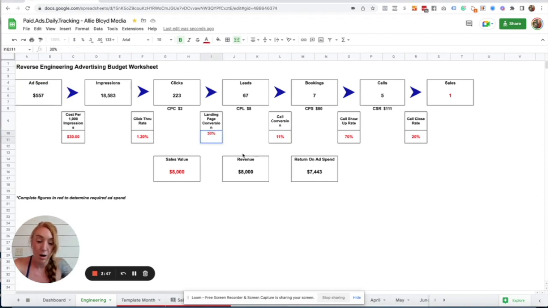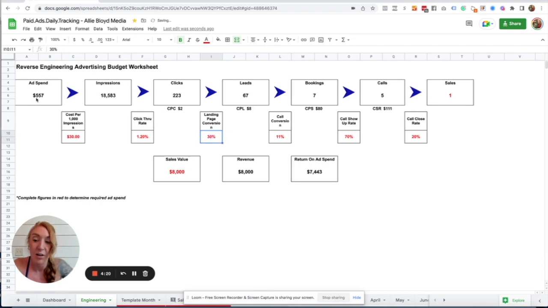Now let's look at the landing page conversions. Some people are operating with a pretty low 10% landing page conversion. If I plug that in, you can see that my ad spend went from less than $600 to $1,600. This is a huge thing to focus on. This really allows you to see exactly which numbers are playing a major role in your return on investment. It also decreased my return on ad spend because I'm having to spend more to get one sale. So again, let's take this back up to 30%.